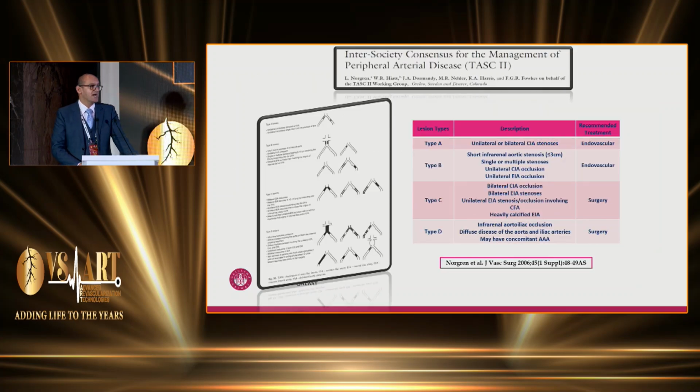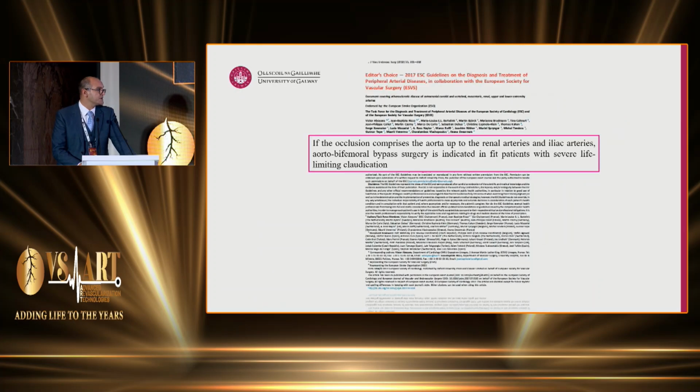Back to TASC 2, and the initial recommendation for type C and D lesions for aortoiliac occlusive disease was an open surgery approach first. And even all the way back in 2017 with the ESVS guidelines at that stage, if the occlusion comprises the aorta up to the renal arteries and iliac arteries, an aortobifemoral bypass is indicated in fit patients.